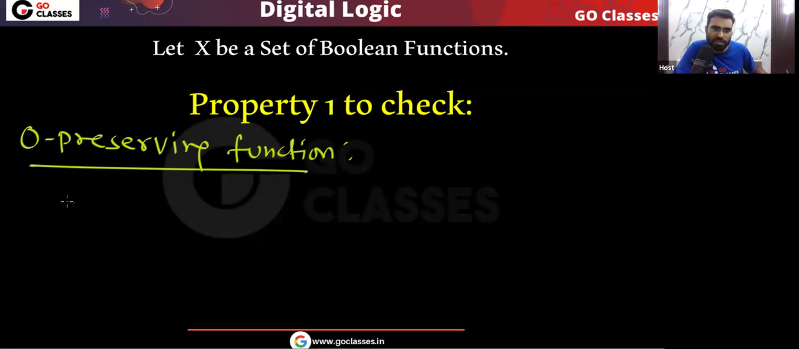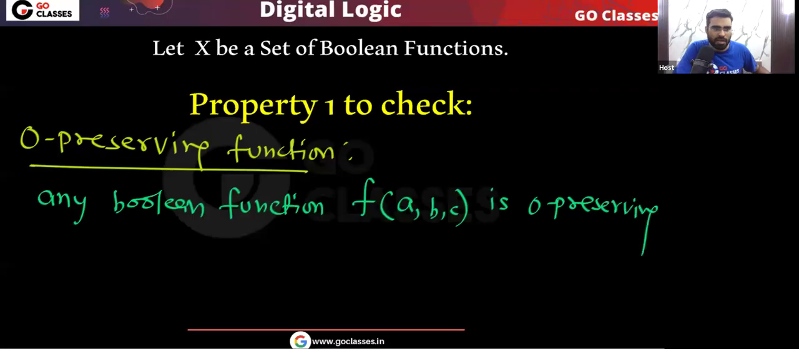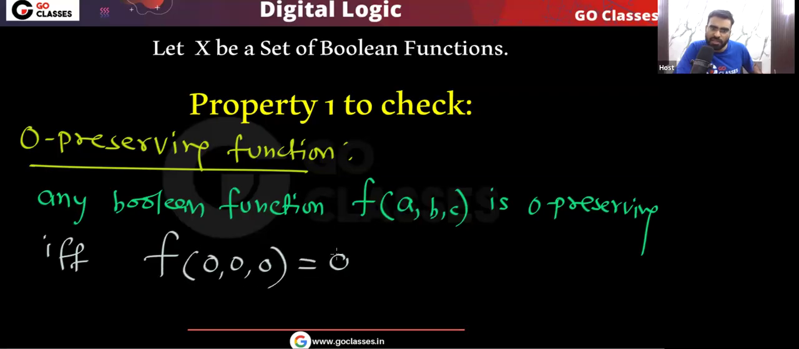What is a zero preserving function? Take any Boolean function f, for example f(a, b, c). When can I say this is zero preserving? What is the definition of zero preserving? Any Boolean function is zero preserving if and only if, when I replace all the variables by zero, the result must be zero.